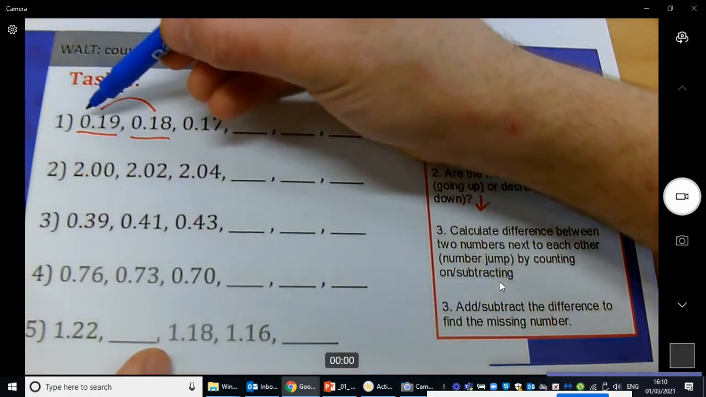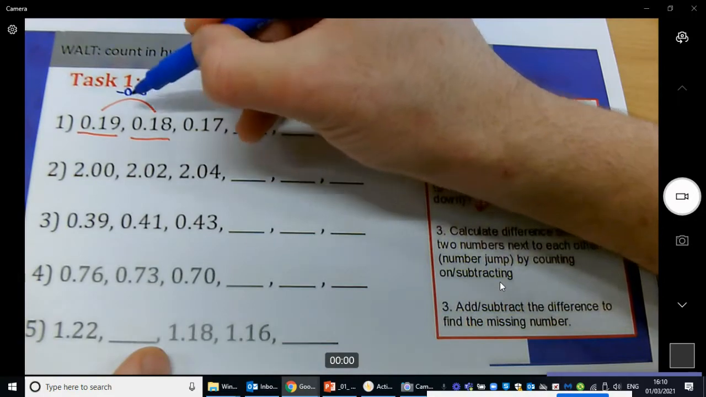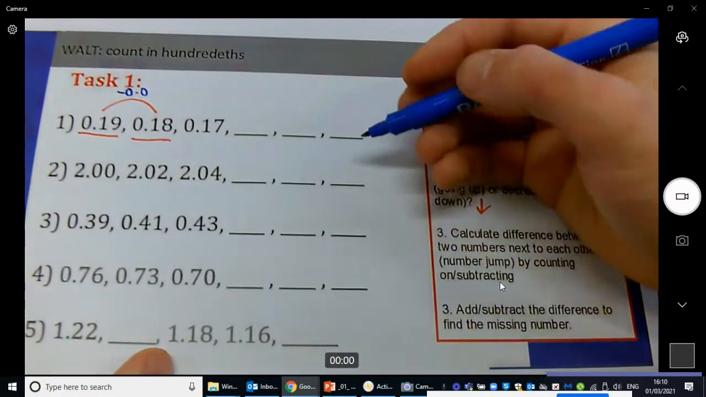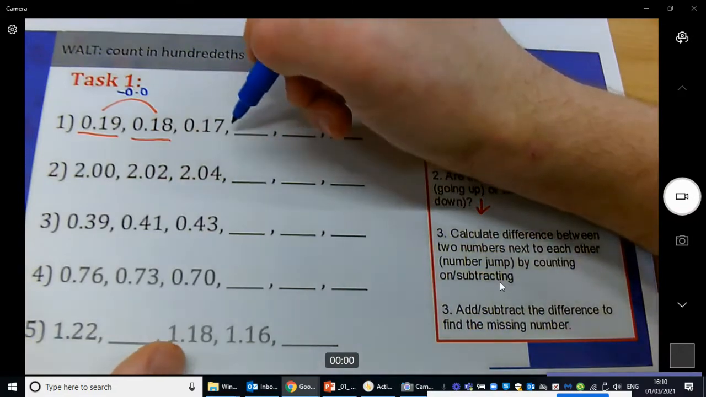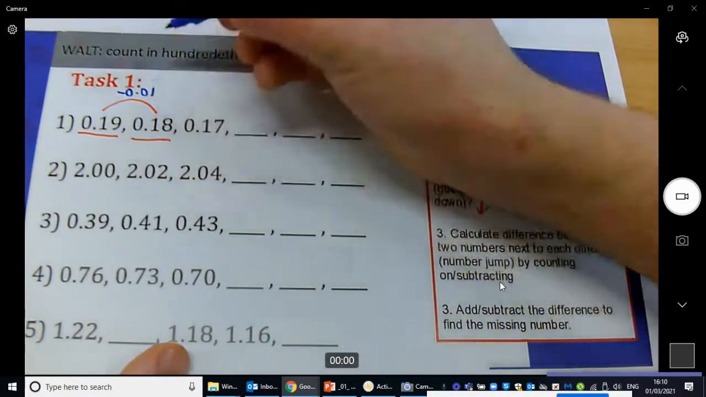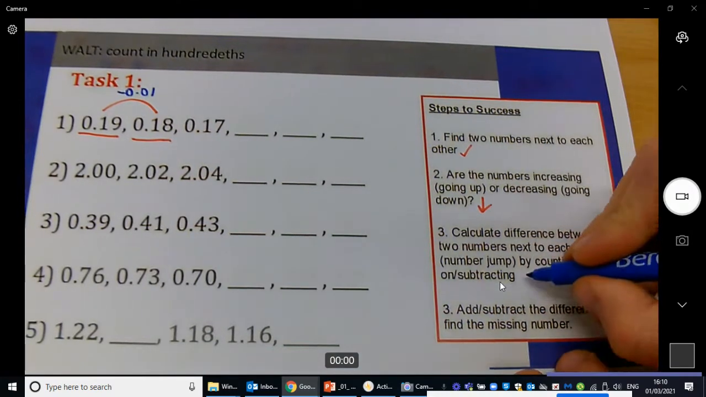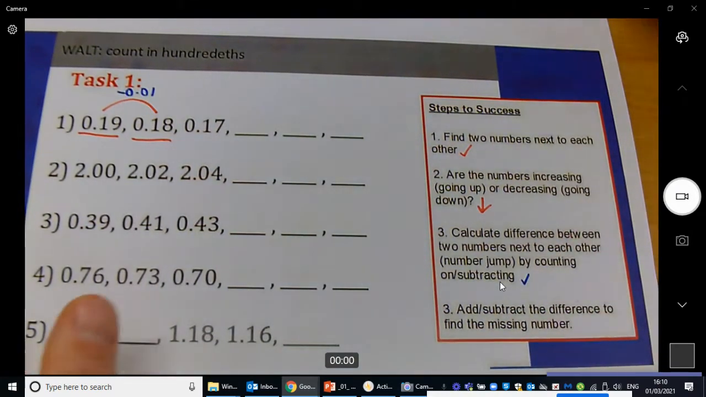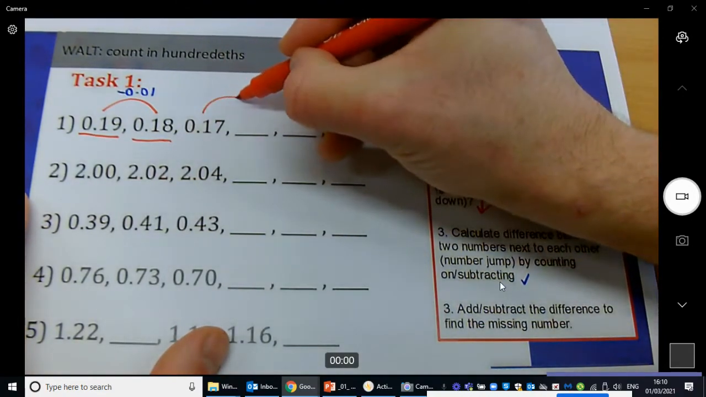So hopefully you'll see that the 1s are not changing, the 10s are not changing, it's just the hundredths that are changing. So from 9 to 8 to 7, they're going down by 1/100th each time, 0.01. So I've calculated the number jump, and now I need to add or subtract that on.